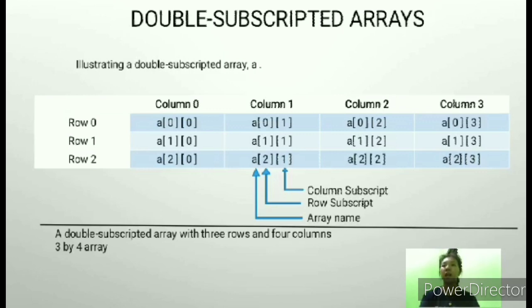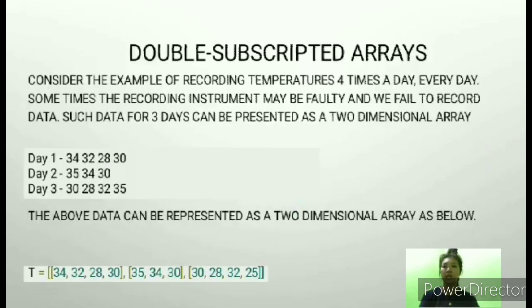It is a double subscripted array with 3 rows and 4 columns, or a 3 by 4 array. Consider the example of recording temperatures 4 times a day every day. Sometimes the recording instrument may be faulty and we fail to record data. Such data for 3 days can be represented as a 2-dimensional array.